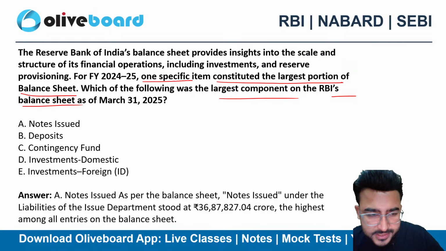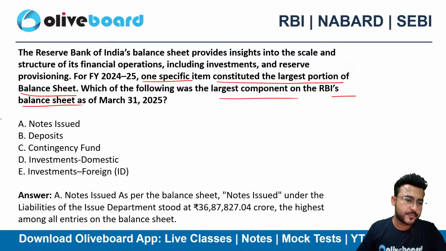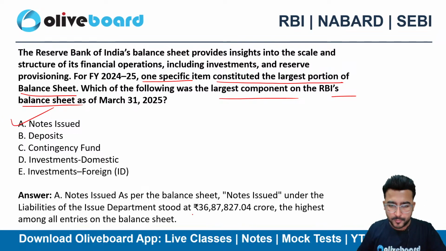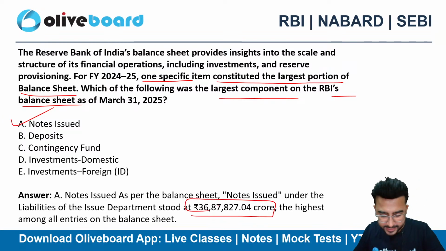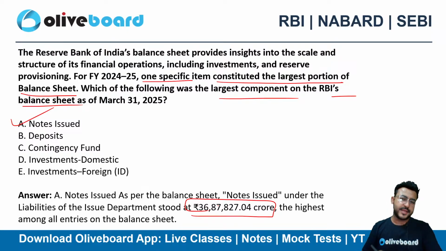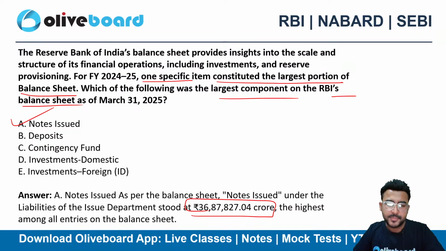Here the correct choice is notes issued. Okay, notes issued was the largest component on the liability side, obviously, because notes that RBI has issued constitute a liability for RBI.